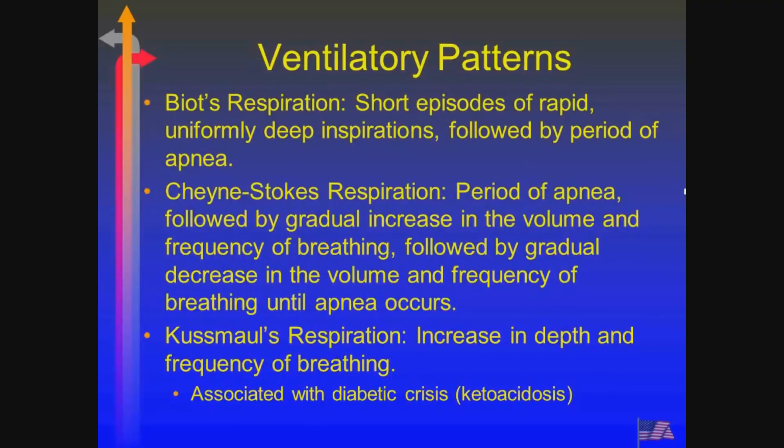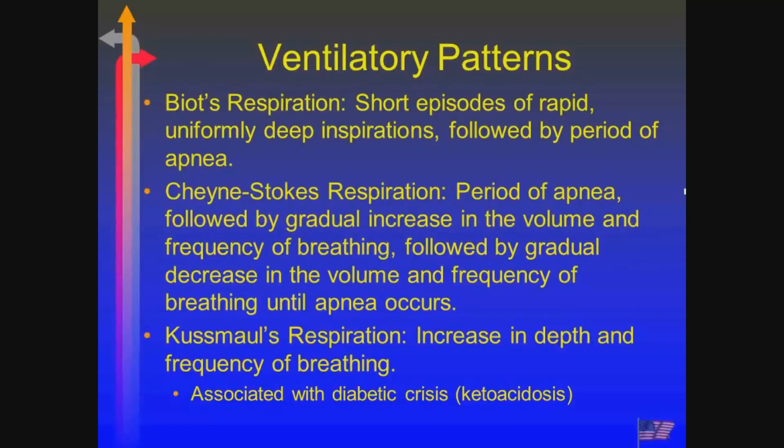Cheyne-Stokes is a period of apnea followed by a gradual increase in tidal volume. It gets to normal and gradually decreases, and then there's apnea again. My analogy for this, if you've seen the movie Animal House, is a little bit louder now, a little bit louder, a little bit softer now, a little softer. That's my analogy for Cheyne-Stokes. Again, seen with patients with some neurological issues. We also see it with patients with congestive heart failure, but more on that later.